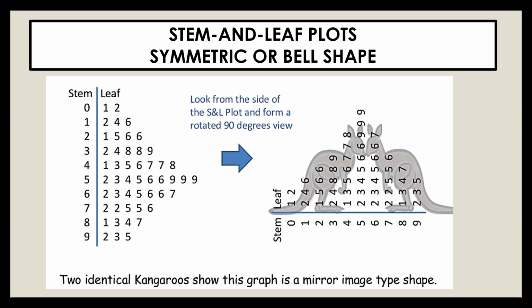Here's another one. Hopefully you can just look at the stem and leaf plot that's created on the left and see that it's bell-shaped. It is symmetric. But I don't want just "symmetric" used because there are different types of symmetry. This one is bell-shaped. Once again, you can rotate it 90 degrees to the left and see that, oh wow, there are two kangaroos. And there are two tails, one to the left, one to the right, but our highest point is in the middle. That's bell shape.